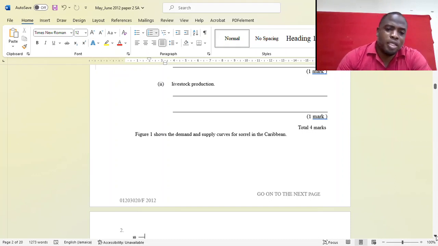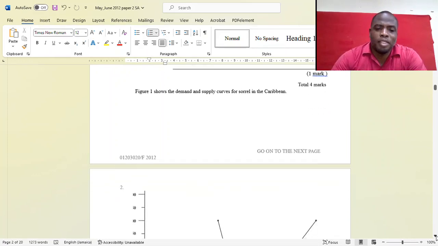The law of demand states that an increase in demand would be due to a decrease in price. So if the price decreases, then demand should increase. Likewise, if the price increases, the supply will increase. The farmer will want to try and maximize his profit.